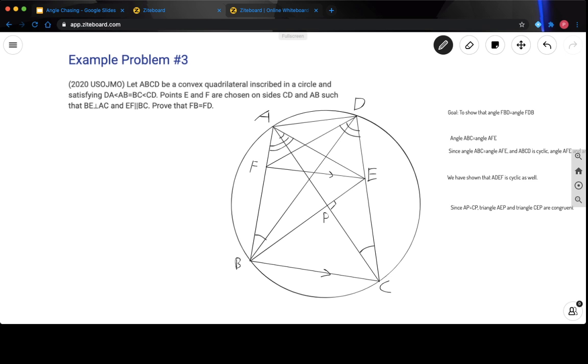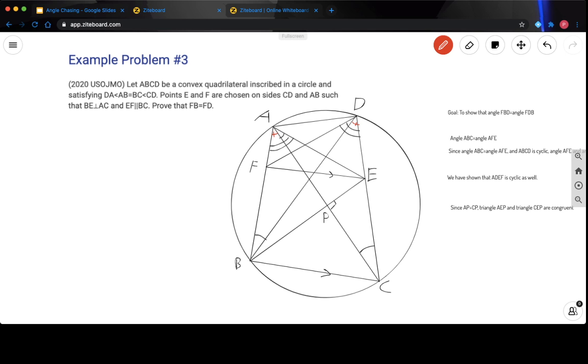Okay, now let's look back at cyclic quadrilateral ADCB. Notice that angle BDC is equal to angle BAC, right? Because they both cut off arc BC. They're both inscribed angles of arc BC. So, and also by a property of cyclic quadrilaterals, they are congruent. So we can draw that in. Let's use a different color. These angles are congruent.